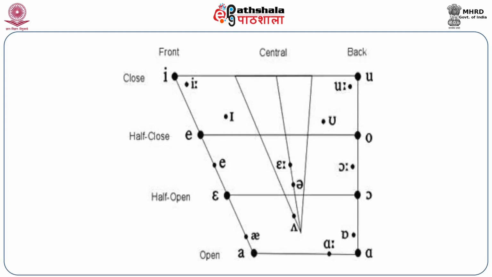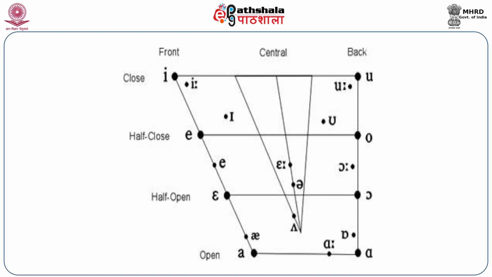This is the diagram that is used to describe vowels of any language. The main factors here are whether it is the front part of the tongue or the back part of the tongue that is involved, whether the sounds are produced in the close, half open or open position, or whether there is any lip rounding involved in the production of the vowels.